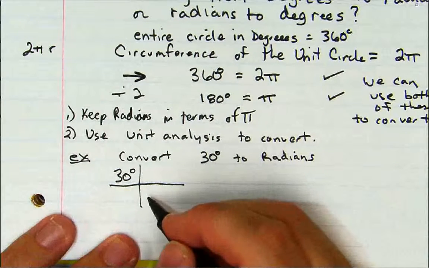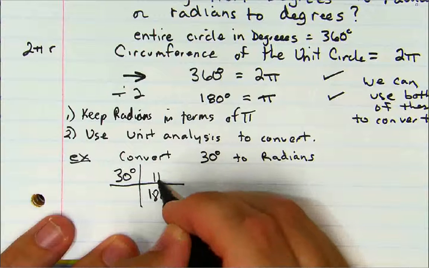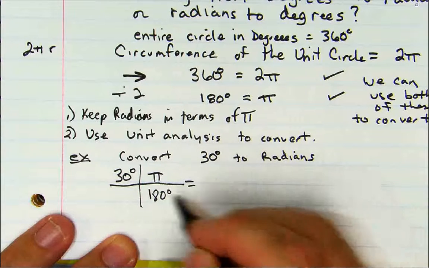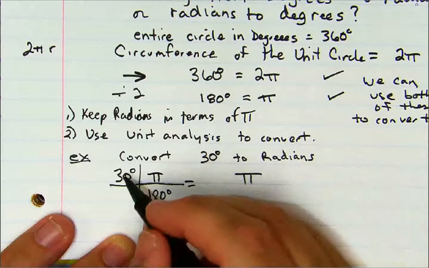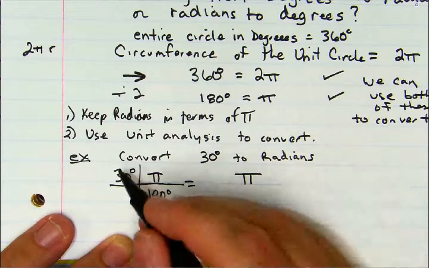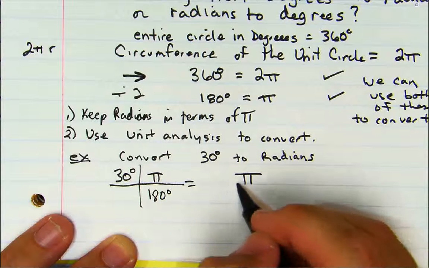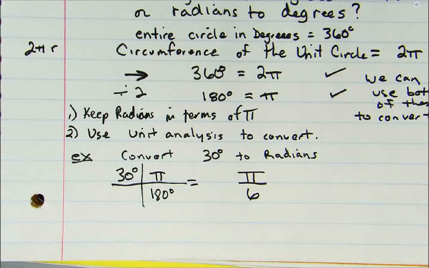Now, degrees go in the bottom here. 180 degrees is equal to 1 pi. Now, the degrees are gone. I'm left with a pi here. How many times does 3 go into 18? 6. So 30 will go into 180 6 times. So I get pi over 6.